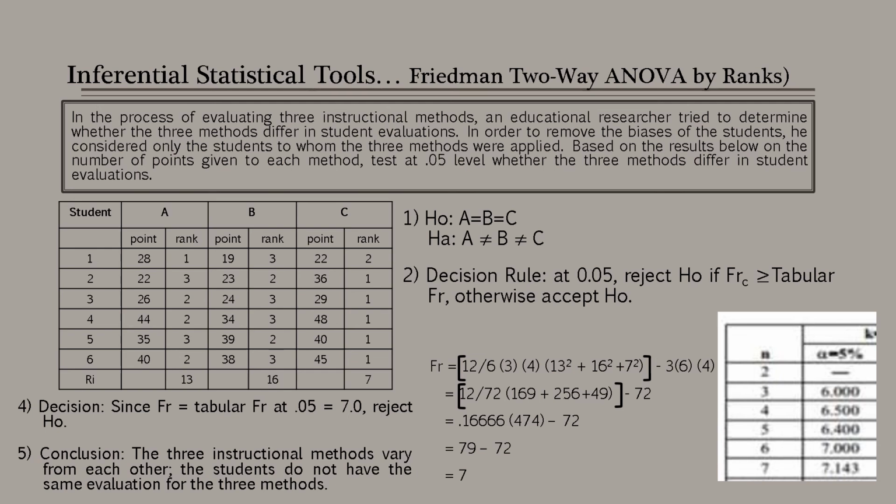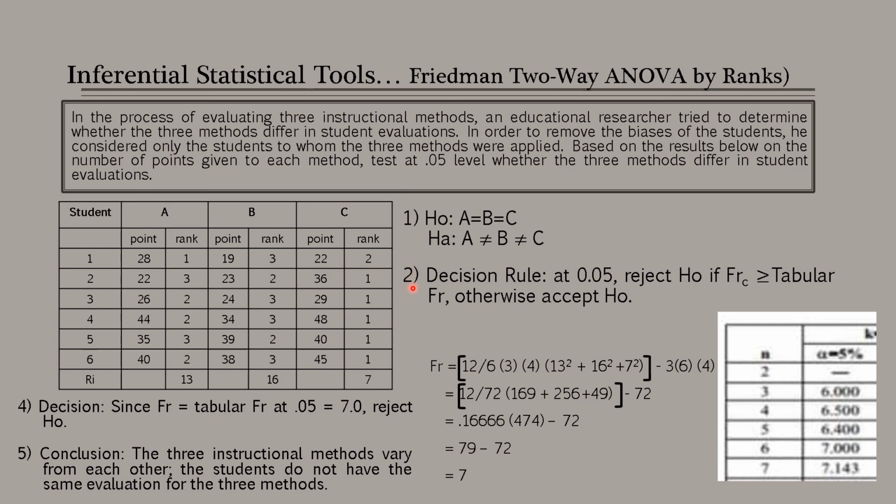Based on the table, we have 6 student participants who gave their grades or scores on the 3 methods A, B, and C, and we ranked the scores accordingly. Our null hypothesis here is that method A is equal to method B is equal to method C. Our alternative hypothesis is that method A is not equal to method B is not equal to method C.